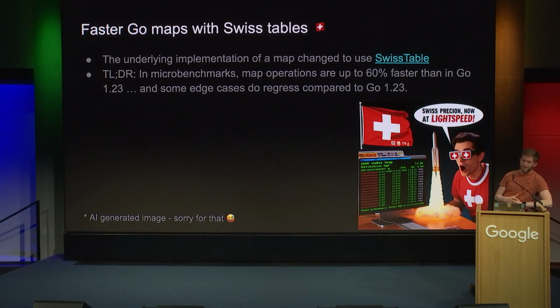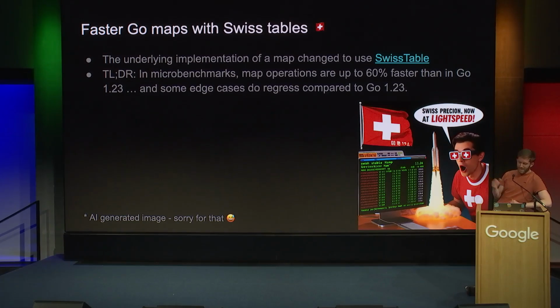Then another thing related to maps. Maps now use Swiss tables behind the scenes. So basically, Go changed the underlying implementation of maps. They claim that it's 60% faster in some cases, and in some edge cases, performance regressed compared to Go 1.23.